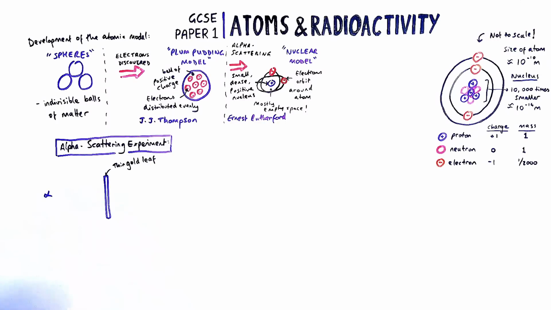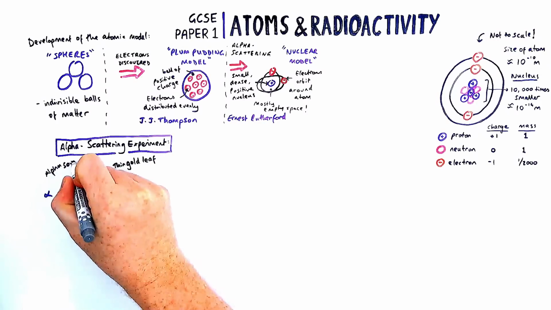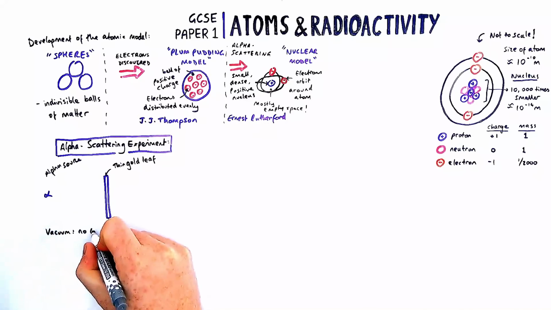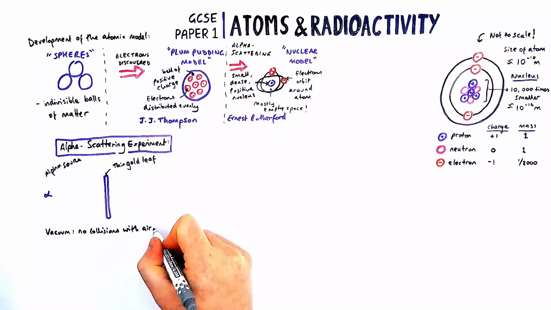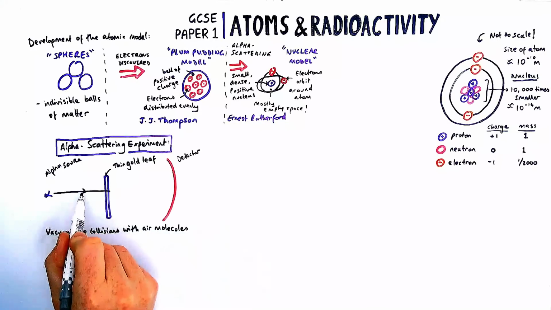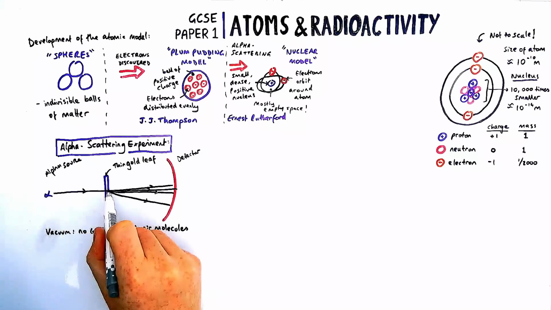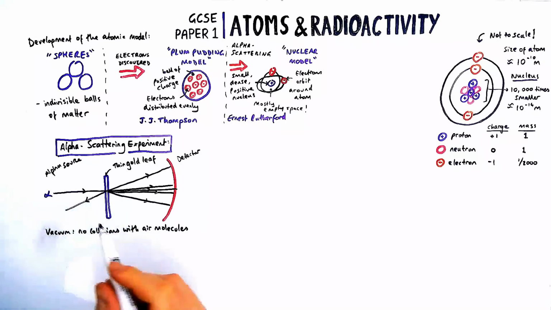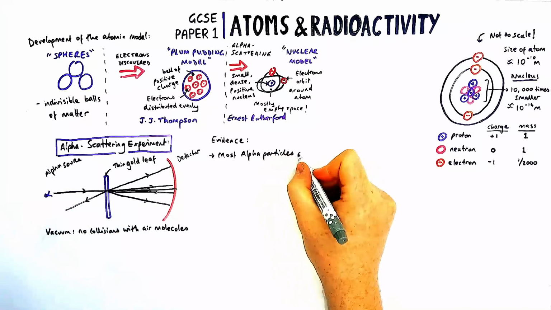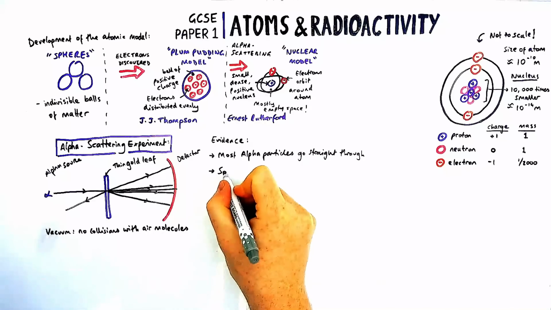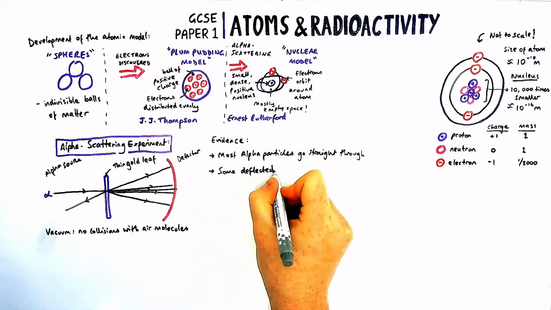So the alpha scattering experiment fired alpha particles via an alpha source at a thin gold leaf, and it had a big detector on the other side to see where the alpha particles went. Now, this had to take place in a vacuum, so there was no collisions with air molecules that would disturb the experiment. The evidence it discovered was that almost all the alpha particles went straight through the gold leaf, which was kind of as expected. That would have happened if the plum pudding model was correct.